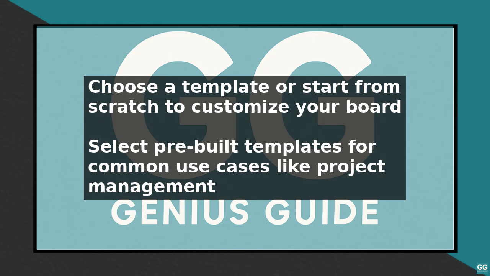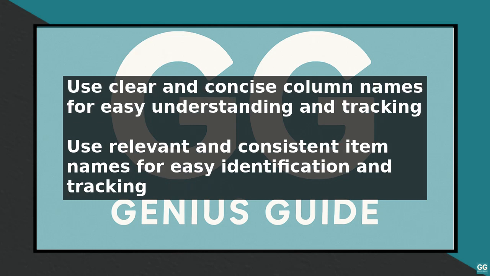When setting up your board, consider the following best practices. Use clear and concise column names. This will help you and your team quickly understand the purpose of each column. Use relevant and consistent item names. This will make it easy to identify and track individual items on your board.